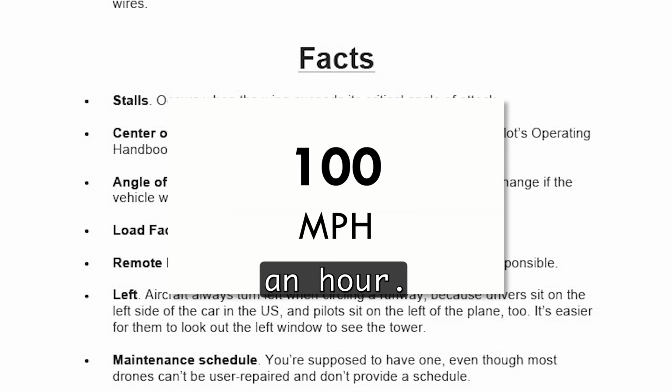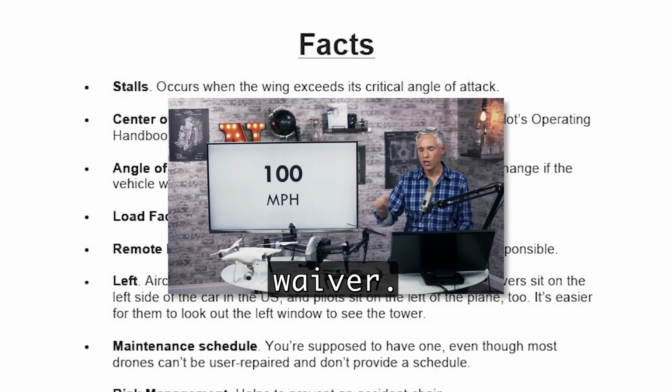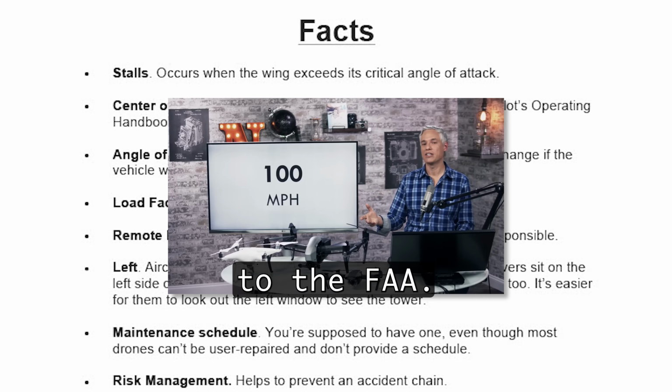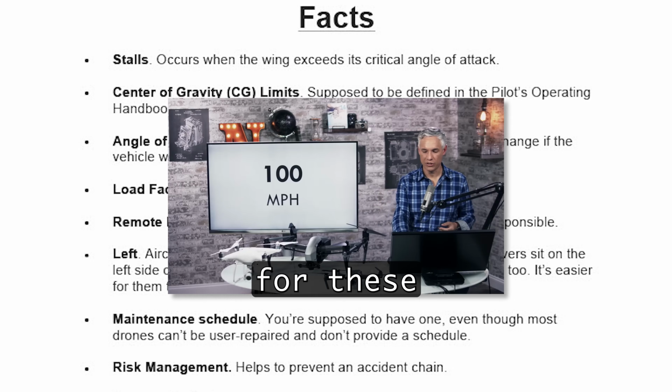100 miles an hour, that is the maximum legal speed of a drone without getting some kind of waiver. Most of these rules can be broken if you write to the FAA. If you ask them to give you a waiver, they can give you permission for these kinds of things.